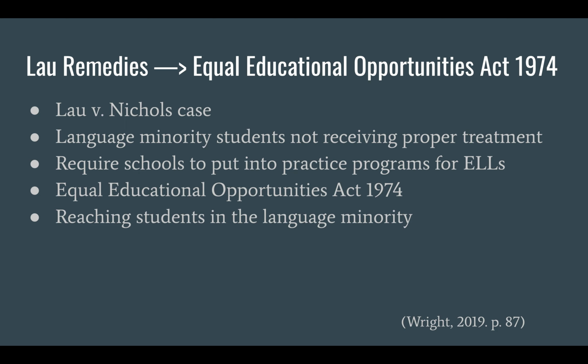The Lau remedies came into federal law as the Equal Educational Opportunities Act in 1974. This act was crucial to the further development of effectively reaching students in the language minority, as it is federal law that must be abided by in each public school system.